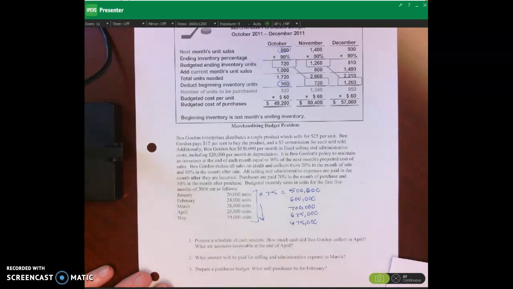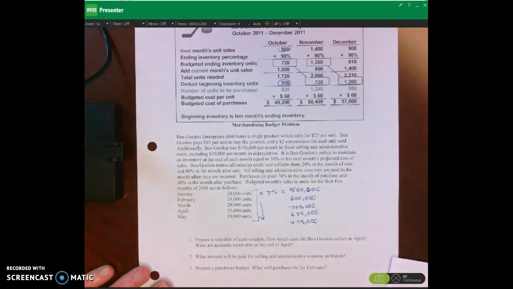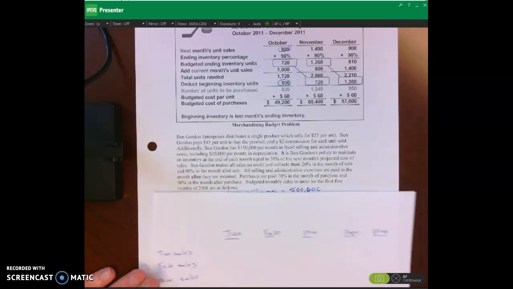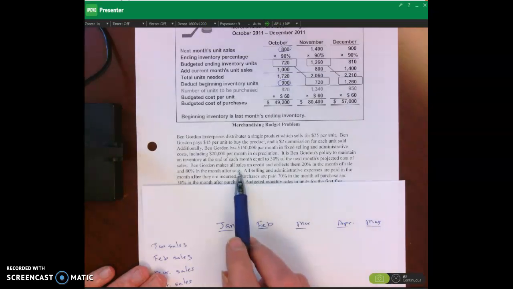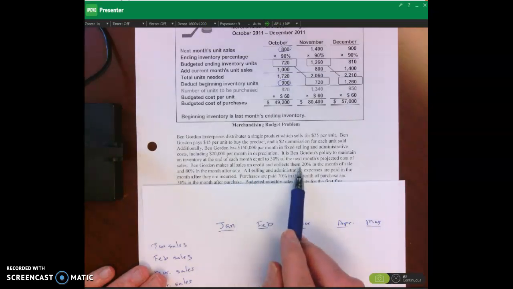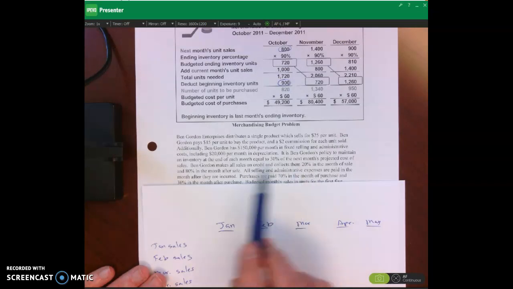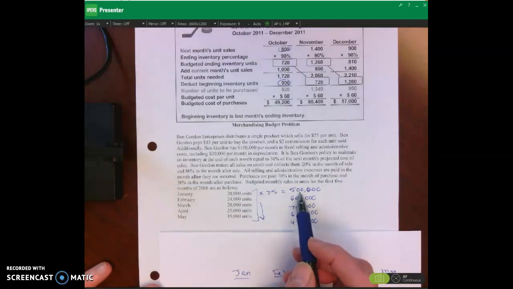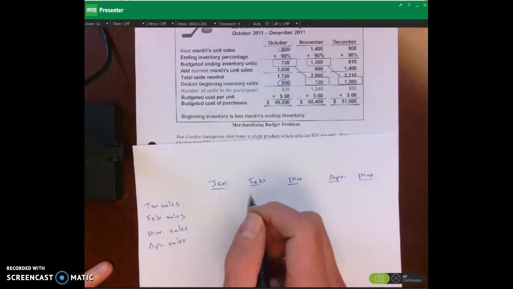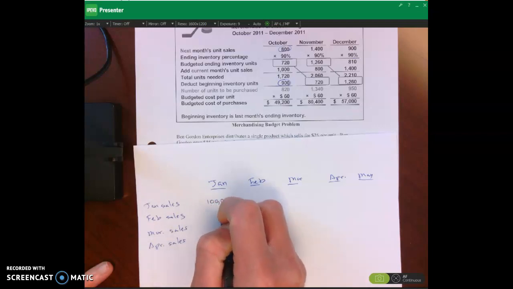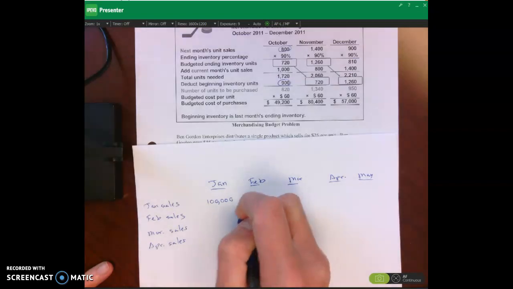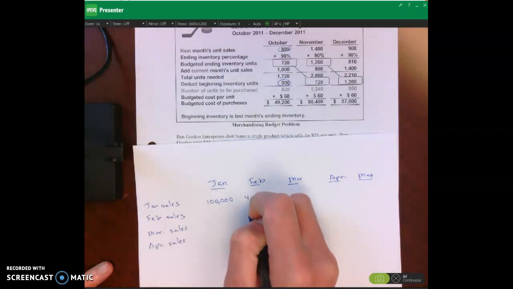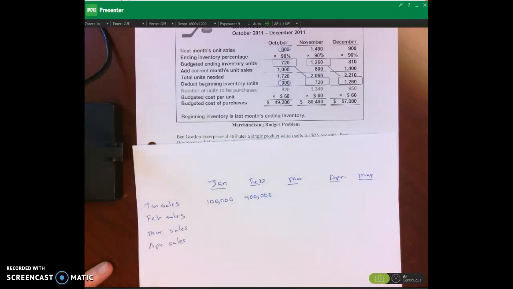Okay? And so then what we can do is come over here and say January sales collected in January. Well, if we look over here, Ben Gordon makes all sales on credit, collects 20% in the month of sale, and then 80% in the month after the sale. So 20% of the 500,000 gives us the 100,000 right over here. So January sales collected in January is 100,000, and then January sales collected in February is 400,000. Okay?